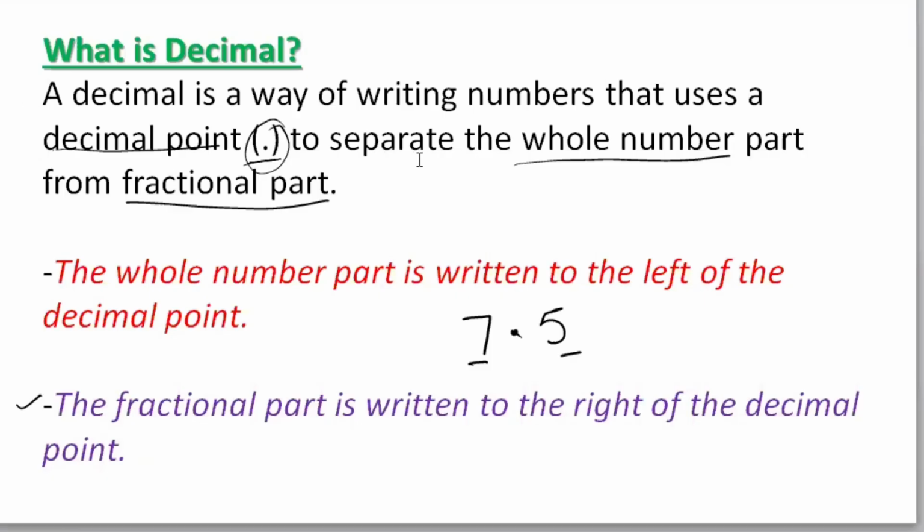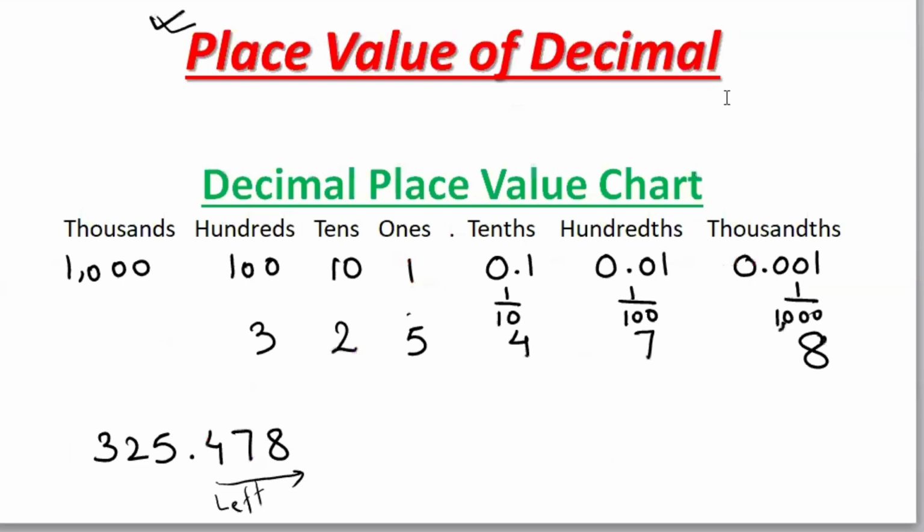So what is a decimal? A decimal is a way of writing numbers by using a decimal point to separate the whole number from its fractional part. The whole number should be written on the left side of the decimal point, and the fractional part should be written on the right side of the decimal point. Okay, this is the decimal point. Then we learned about the place value of decimals.